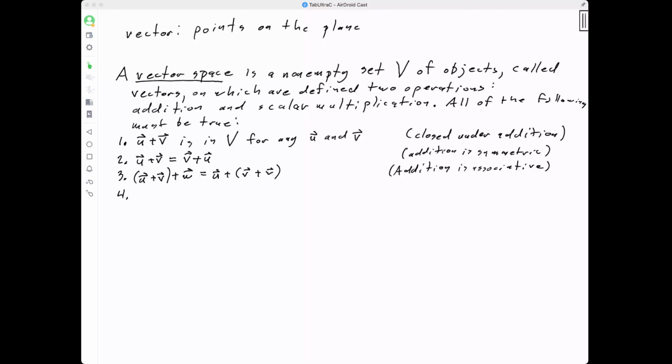The fourth thing that has to be true is the vector space V must contain a vector that we call the zero vector such that u plus 0 is equal to u for every u in the vector space. So it must contain an additive 0.